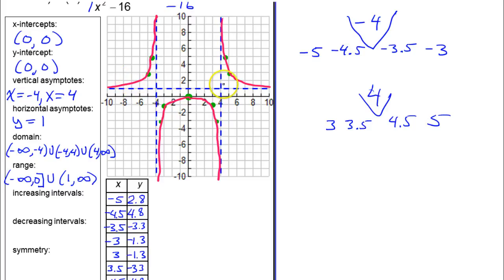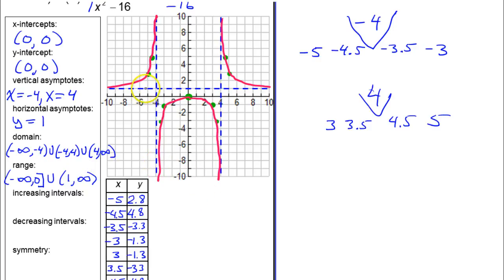Compare that to 1. The graph picks up here and goes from 1 to infinity, but 1 is an asymptote. And it never reaches the asymptote. So 1 is not to be included in the range. So 1 gets round parentheses, but the 0 gets a square bracket because it's touched. It's part of the function. It's got to be included.